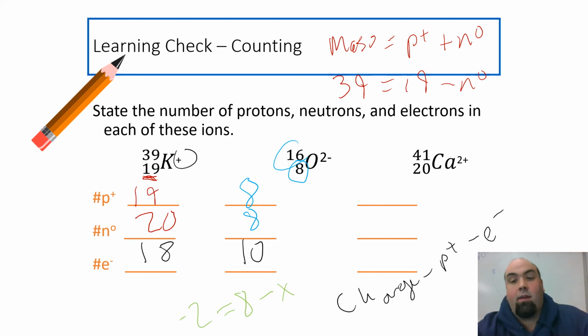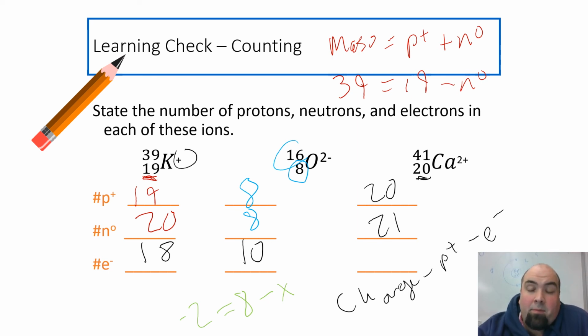Okay. And we have calcium. Calcium's got an atomic number of 20. It's got a mass of 41, so 41 minus 20 is 21. And then we have a charge of 2 plus, so 2 is equal to 20 minus x. This tells you that it also has to be 18 electrons.